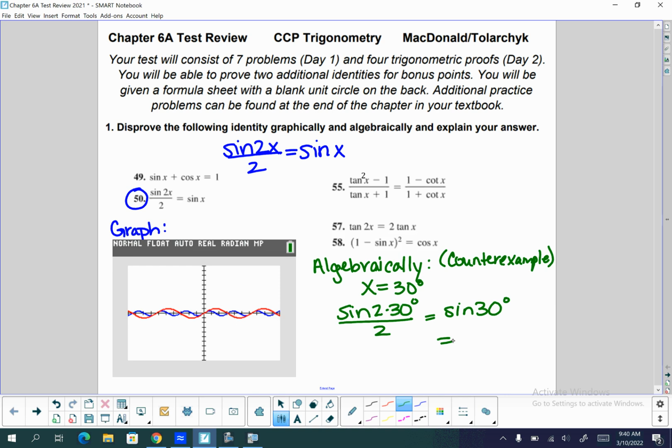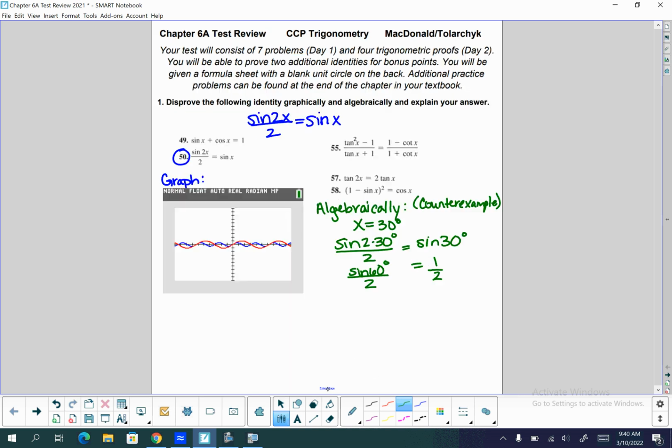We cannot forget our unit circle. Yes, 1/2. Okay, now on the other side, I'm going to have sine of 60 divided by 2. What's the sine of 60? It is rad 3 over 2 divided by 2, which instead of dividing by 2, you can picture it as times 1/2. That's the same thing. So if I do rad 3 over 2 times 1/2, I get rad 3 over 4, which is not the same as 1/2. So x equals 30 degrees is a counter example.